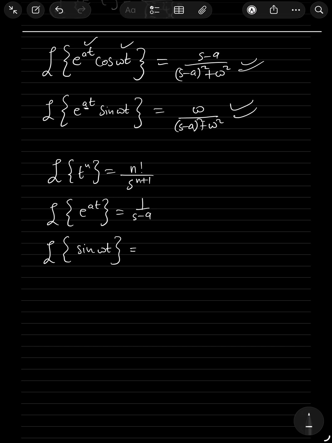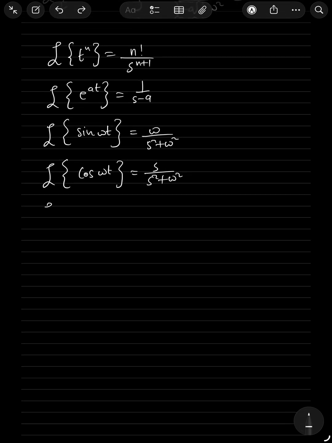A and omega are real constants. For sine, we said this is going to be omega over s squared plus omega squared. And then the Laplace transform of cos omega t is going to be s over s squared plus omega squared. Again, if you know one of these, you can easily derive the other because of the same denominator, you swap the numerator.